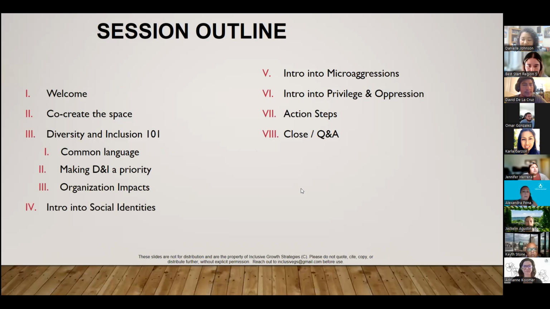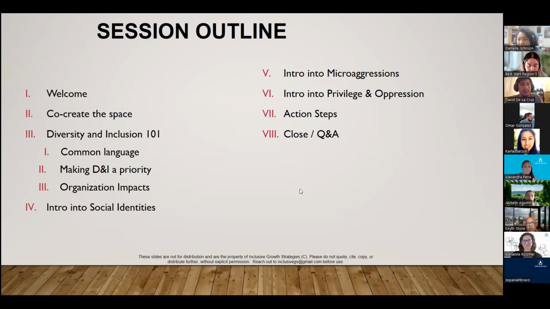So today, Diversity and Inclusion 101, and that can mean a lot of different things. For inclusive growth strategies, what we're going to focus on in our 101 is common language, so you're going to get some definitions. Why making D&I a priority is important. What some of those organizational impacts have been, some of those missteps in DEI, an intro into social identities, an intro into microaggressions, an intro into privilege and oppression, and then we'll end with some action steps and close with Q&A. I say intro because within this series, we'll actually have longer segments on social identities, microaggressions, and privilege and oppression, but I want to tap into that today in our 101.